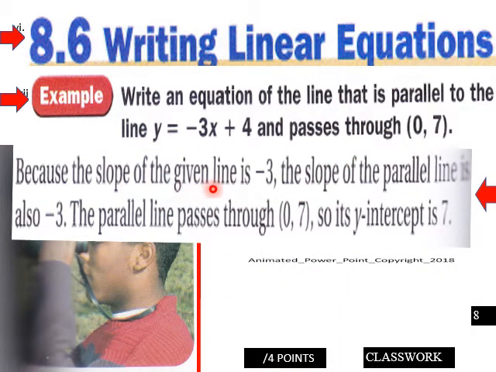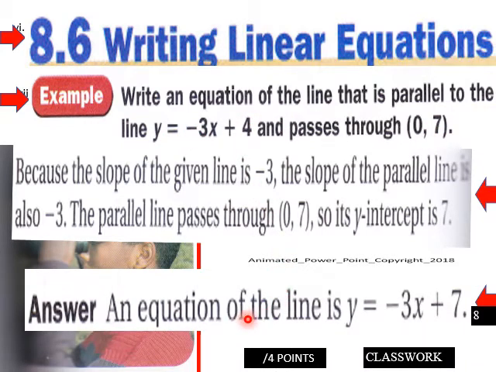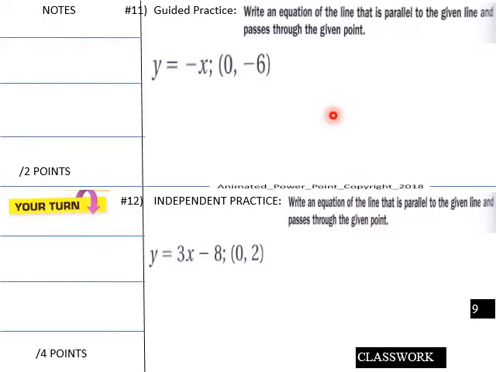Because the slope of the given line here is negative 3, we have negative 3 slope, and the slope of the parallel line is also negative 3. The parallel line passes through 0, 7, so its y-intercept is 7. When x equals 0, y equals 7 with a slope of negative 3. So an equation of a line is y equals negative 3x plus 7. It's just that simple.